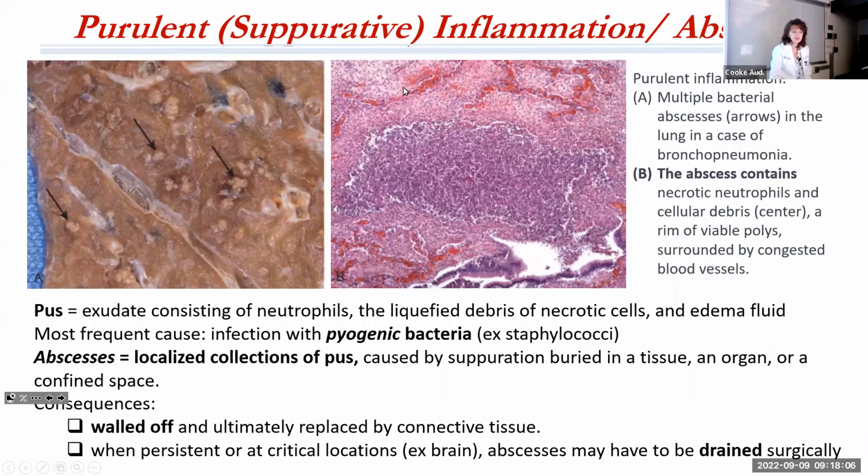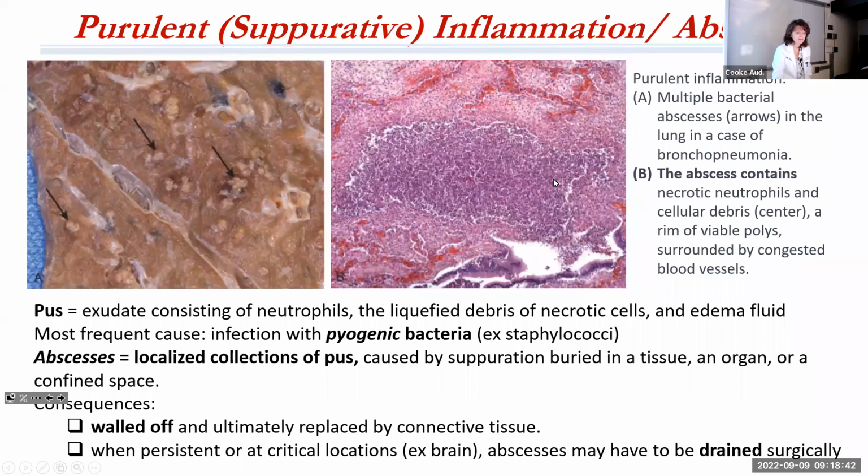So pus is an exudate consisting of polys, the liquefied debris of necrotic cells, and edema fluid. The most frequent cause, as you know, is infection with pyogenic bacteria, for instance, staphylococci. An abscess is a localized collection of pus, called suppuration, buried in a tissue, an organ, or a confined space. The consequence of the presence of an abscess is walling off of the abscess, and ultimately replacing the abscess by connective tissue, or when this abscess is persistent, or when it's located in some critical locations, for instance, in the brain, they may have to be removed surgically.